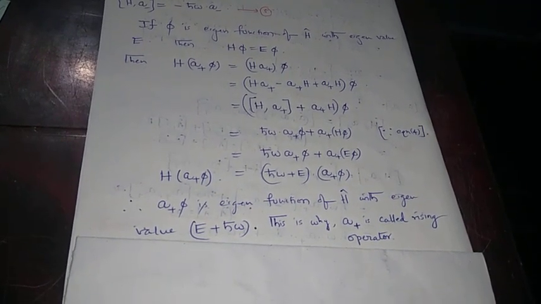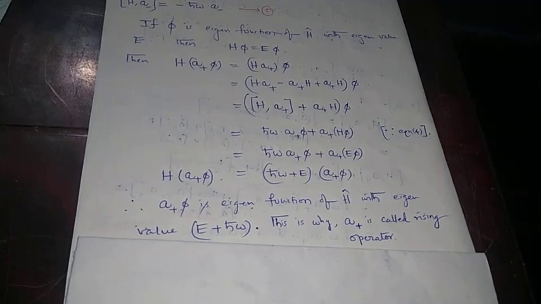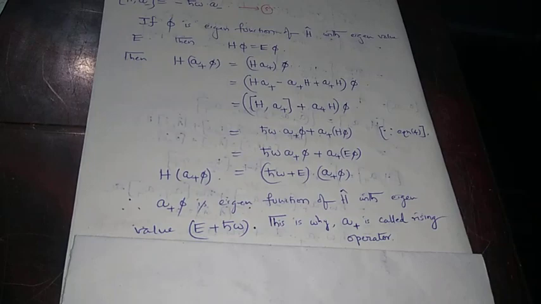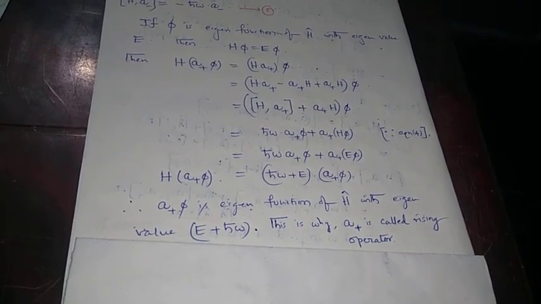So we can say that a plus into phi is an eigenfunction of h with eigenvalue e plus h cut omega. Since this a plus has raised the energy from e to e plus h cut omega, we say a plus is a raising operator.